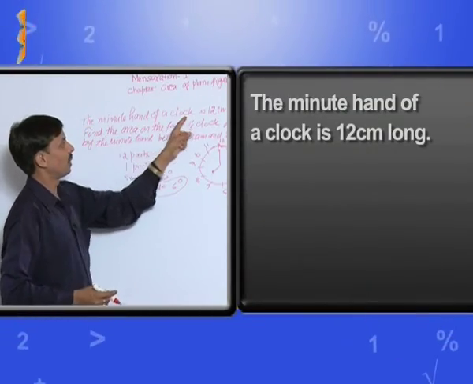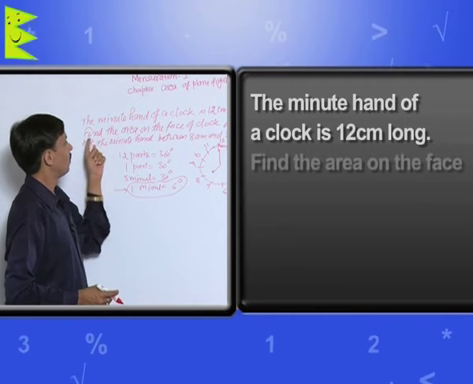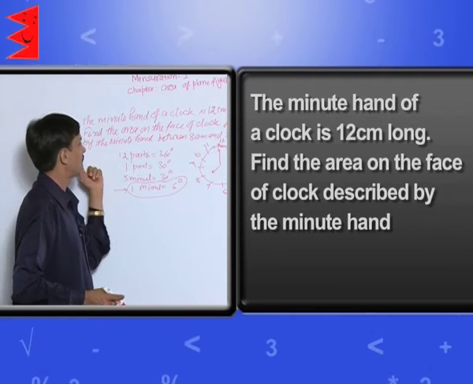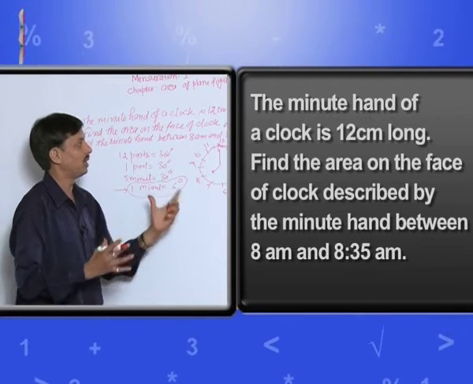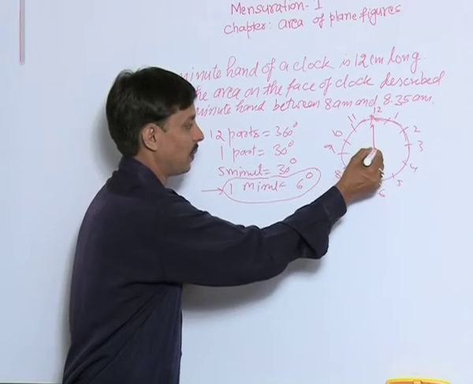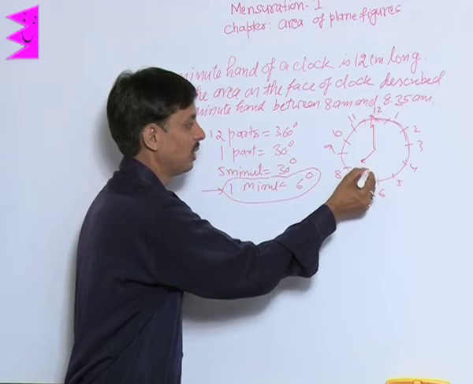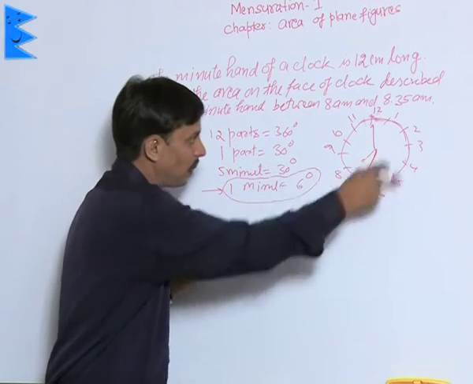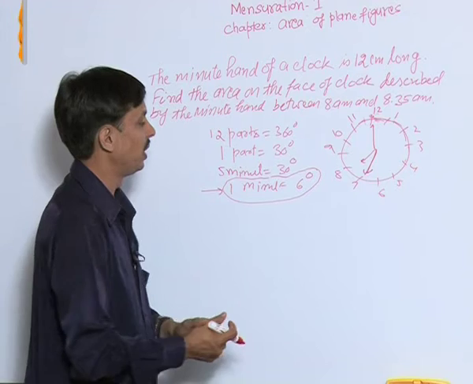The minute hand of a clock is 12 centimeter long. Find the area of the face of the clock described by the minute hand between 8 AM and 8:35. So at 8:35 the situation will come here. So the first question is, 35 minutes are equal to how many degrees?